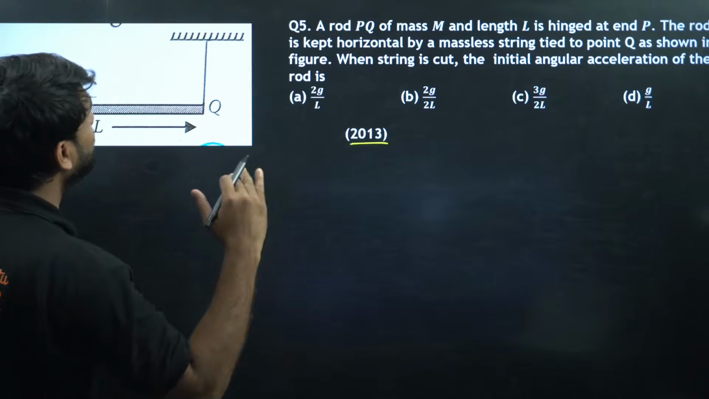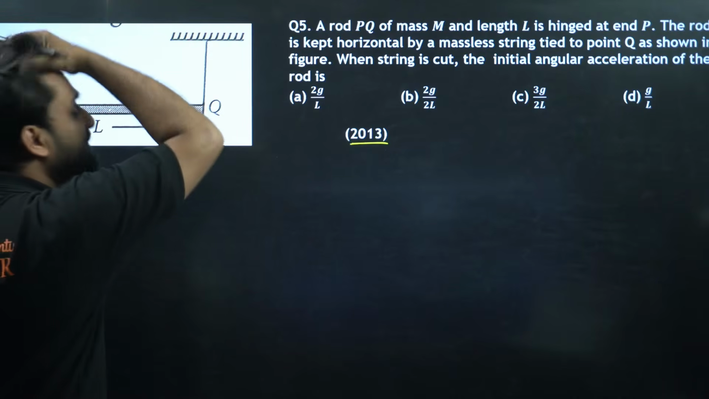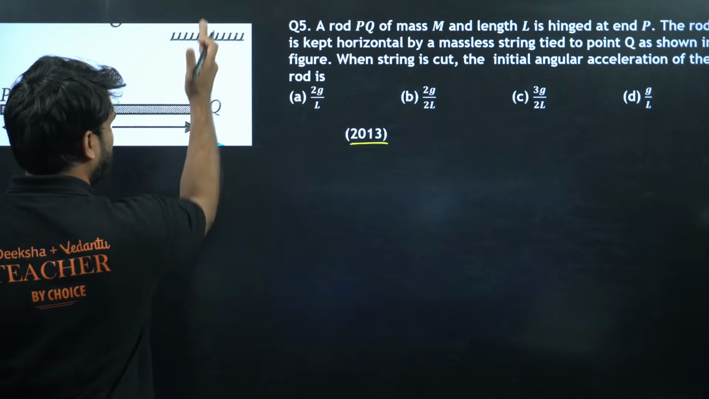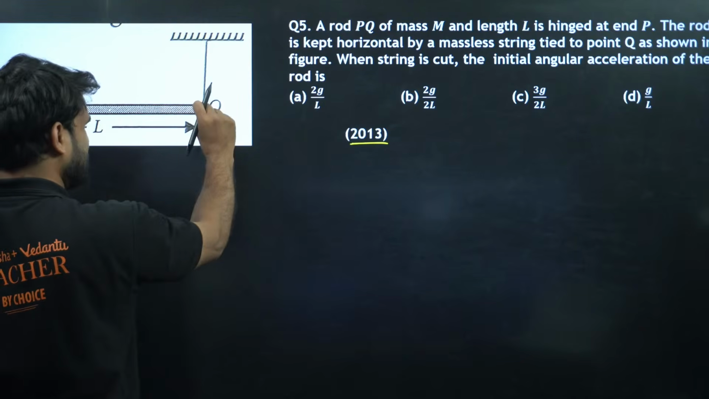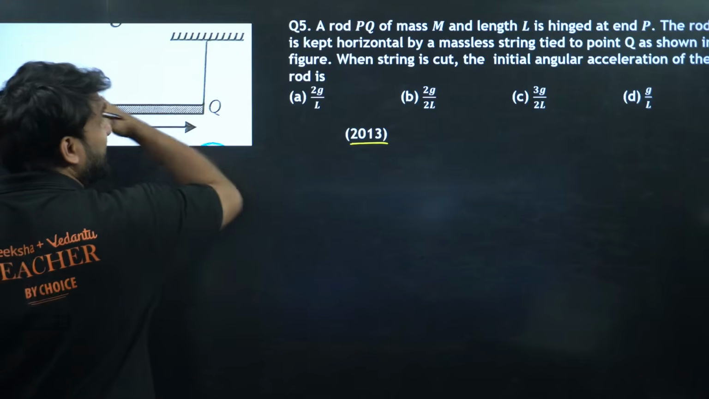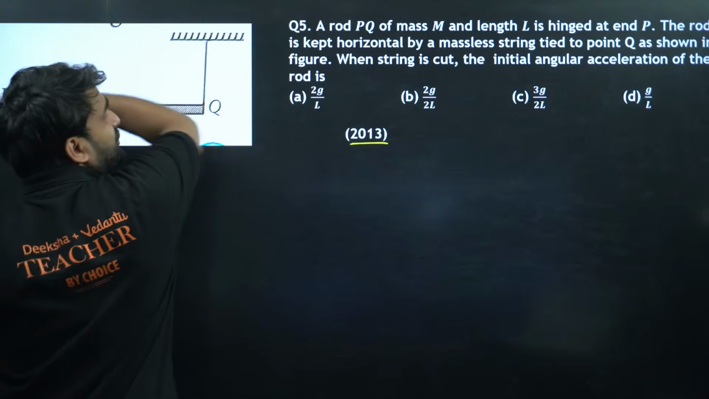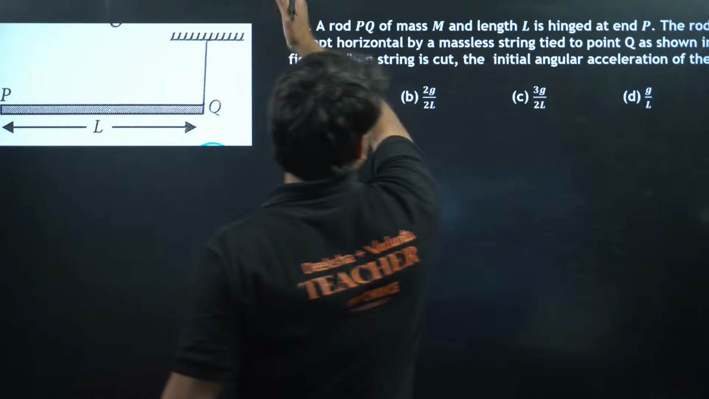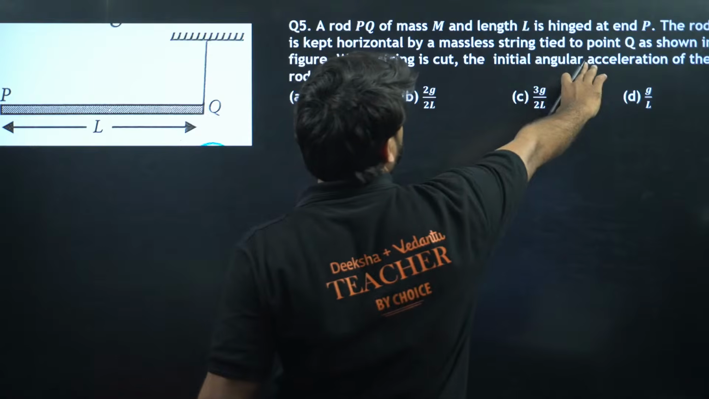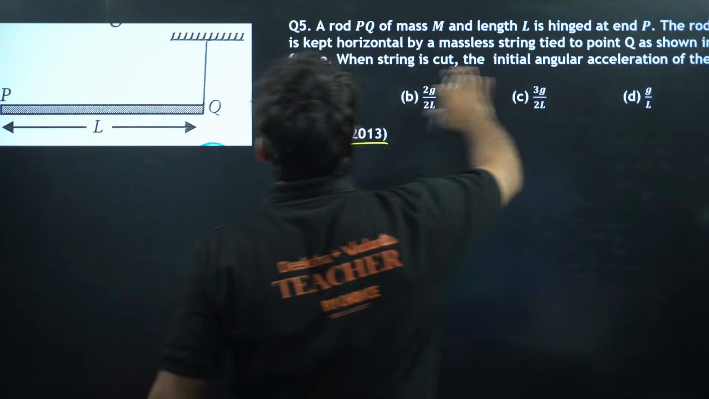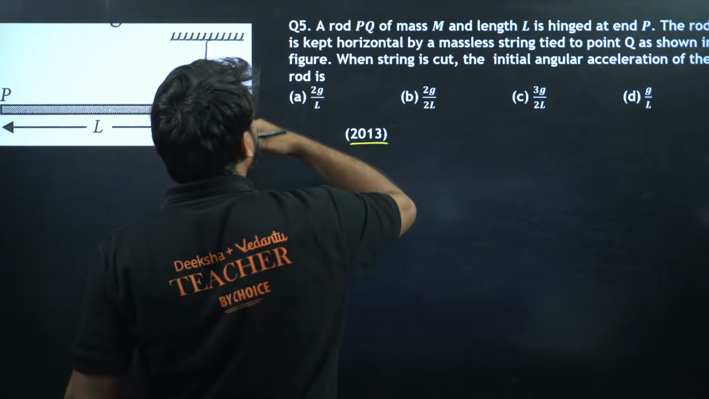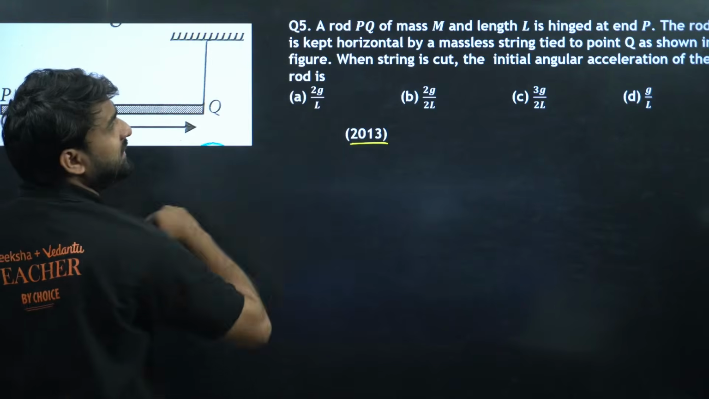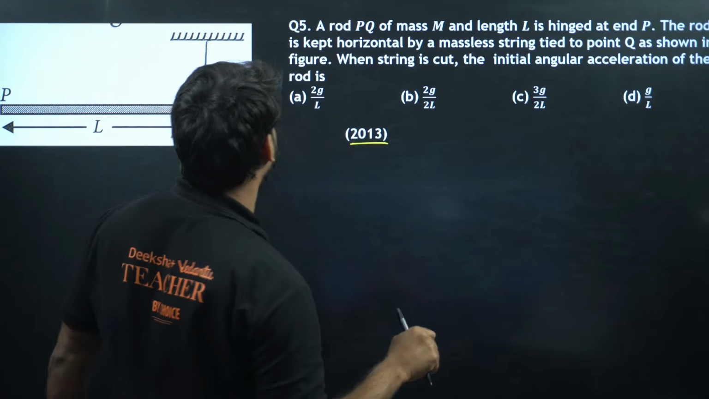A rod PQ of mass M and length L is hinged. Hinged means fixed. Let's say some rod is there, and this rod is welded with this rod. So this is hinged, not hanging. This is hinged. So the rod is straight. The rod is kept horizontal by a massless string, tied to point Q, as shown in the figure. When this string is cut, the initial angular acceleration of the rod will be what?